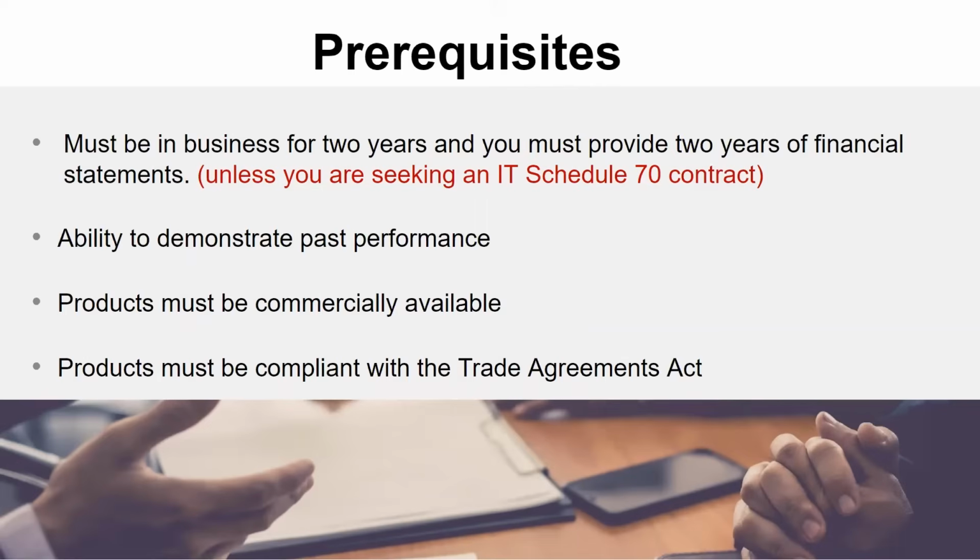So when you're getting ready to submit your offer, you just want that work to be relevant for the last 3 years and to be within the size and scope that you're going to be trying to offer through the schedules program. Your products must be commercially available and products must be compliant with the Trade Agreements Act.